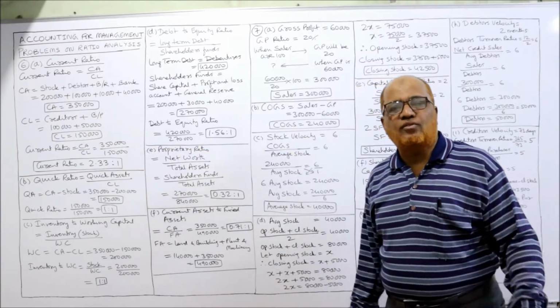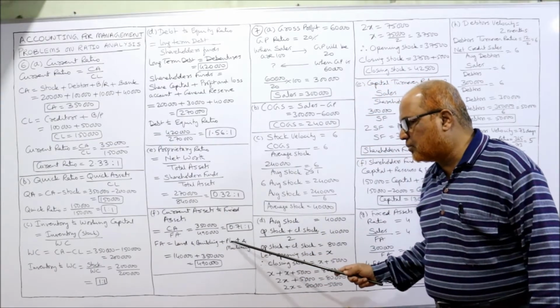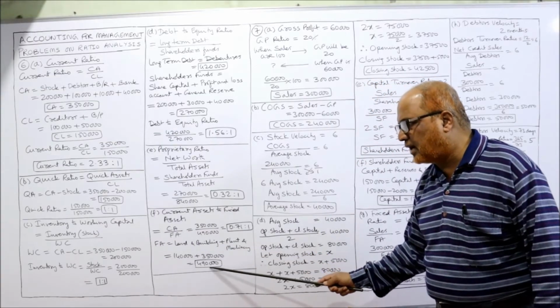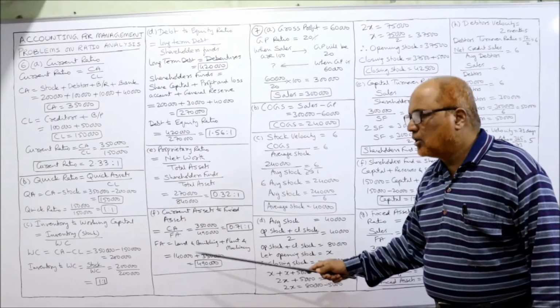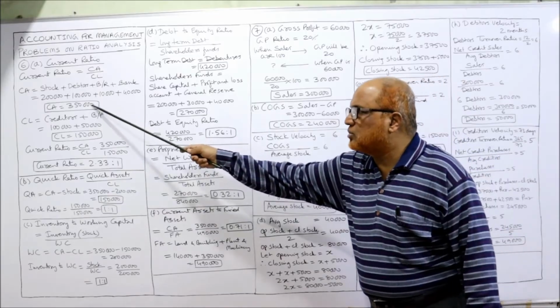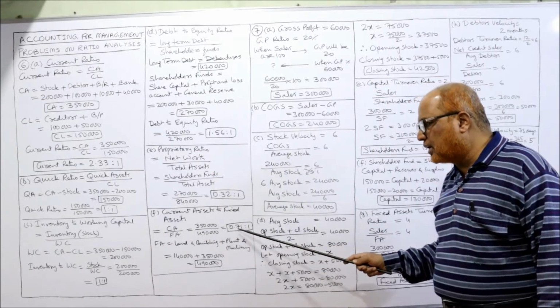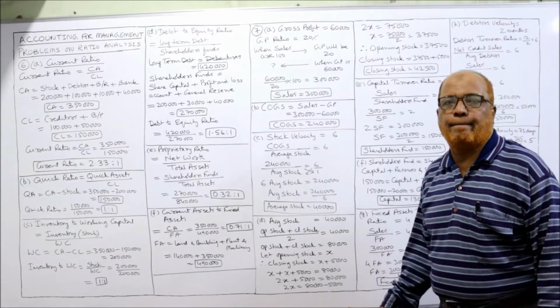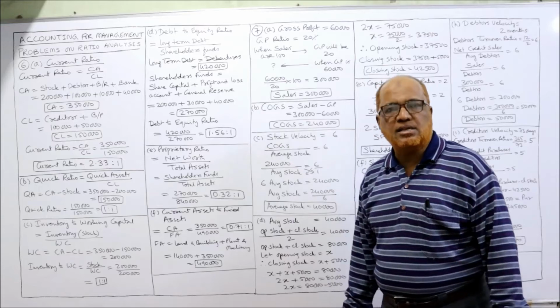Fixed asset consists of 2 items, that is land and building, plant and machinery. Add up together, you will get 4,90,000. So current asset is 3,50,000, fixed asset 4,90,000. 350 by 490, you will get 0.71:1. That's it. This is the end of problem number 6.